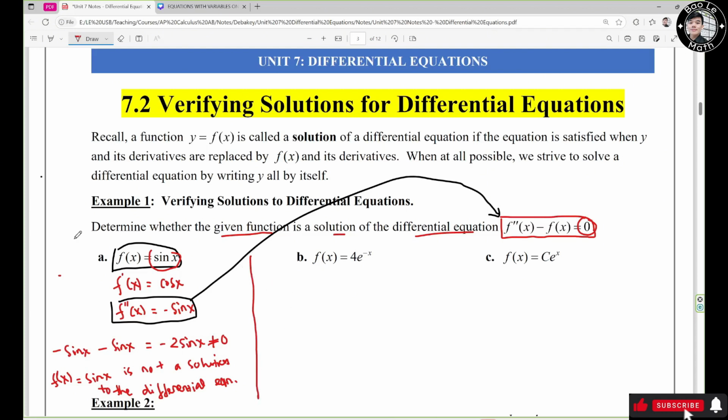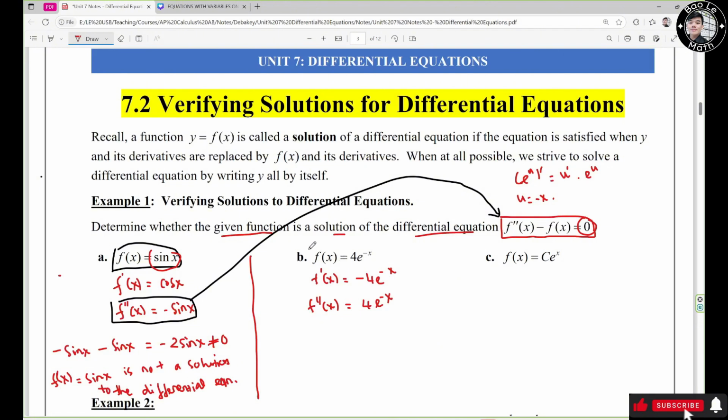Alright, let's move on to question B. You have f prime of s equals, you have the derivative of e to the u, which is u prime times e to the u, right? In this situation, u is negative s, so this turns out to be negative 4 e to the negative s. Then f double prime of s is going to be 4 times e to the negative s.